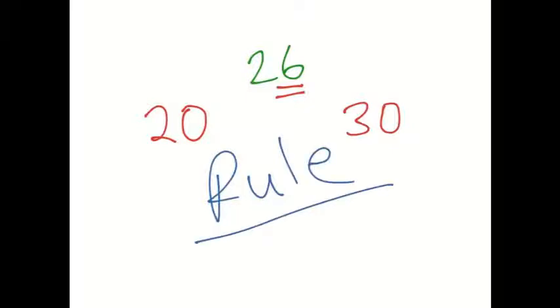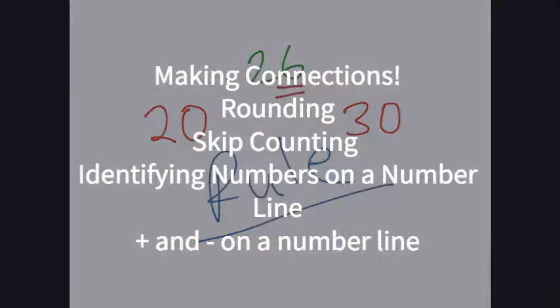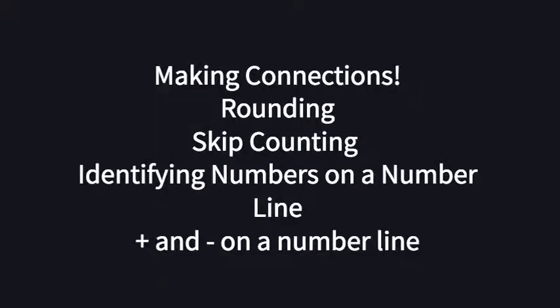So in this case, we're teaching students a rule. Instead of teaching students a rule, let's teach students to understand rounding. How do we do that? To teach students to understand rounding, we're going to make connections between rounding, skip counting, identifying numbers on a number line, and eventually adding and subtracting on a number line. So, given the number 26, when asking students to round 26 to the nearest tenth, we should first ask students to skip count by tens. Why tens? Because we're rounding to the nearest tenth.